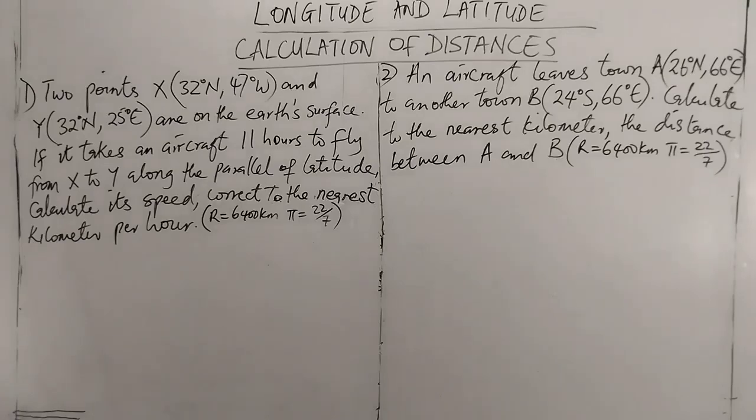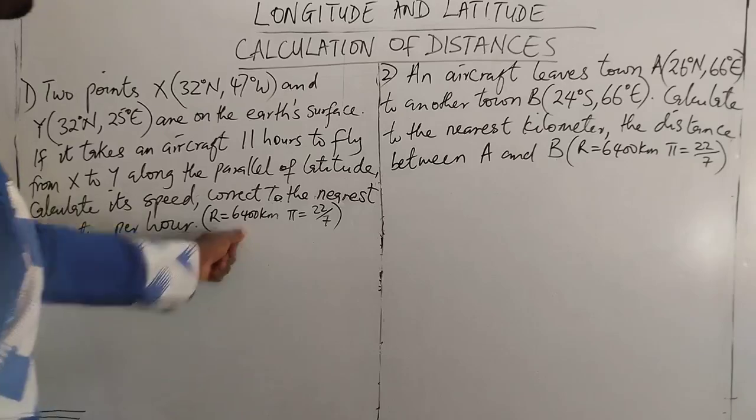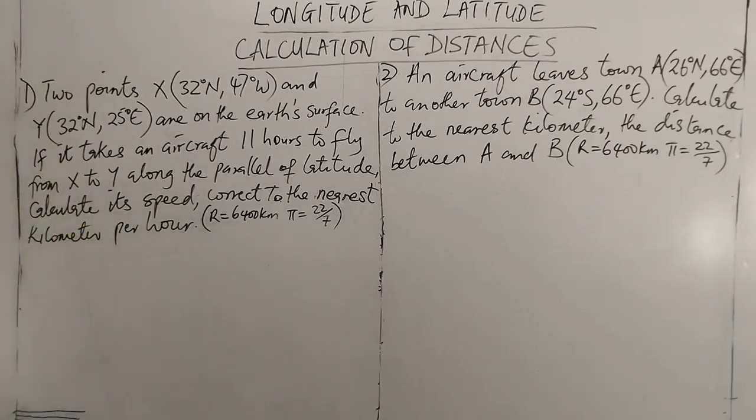I have two questions on the board. The first one says two points X, 32 degrees north, 47 degrees west, and Y, 32 degrees north, 25 degrees east, are on the Earth's surface. If it takes an aircraft 11 hours to fly from X to Y along the parallel of latitude, calculate its speed correct to the nearest kilometer per hour. The radius of the Earth is 6,400 kilometers.